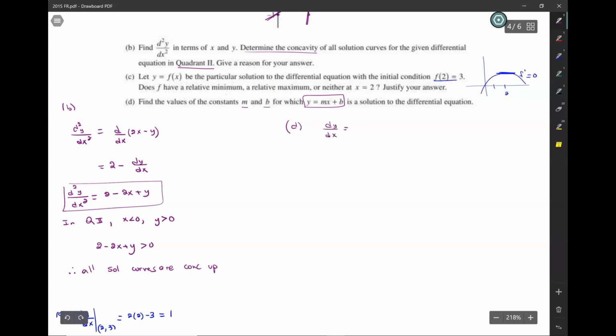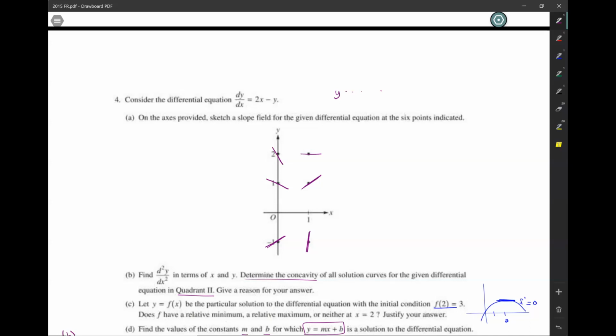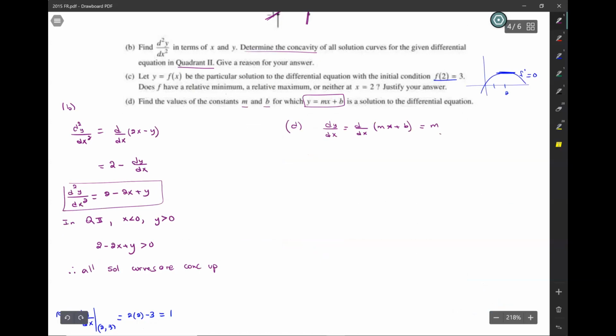What is dy dx of this? It's d dx of mx plus b. The derivative of mx is m. The derivative of b is 0. So the derivative of this is m, right? But in order for this to be a solution of that differential equation, the derivative of that must equal this. Okay? So we say dy dx is 2x minus y. This has to equal 2x minus y.